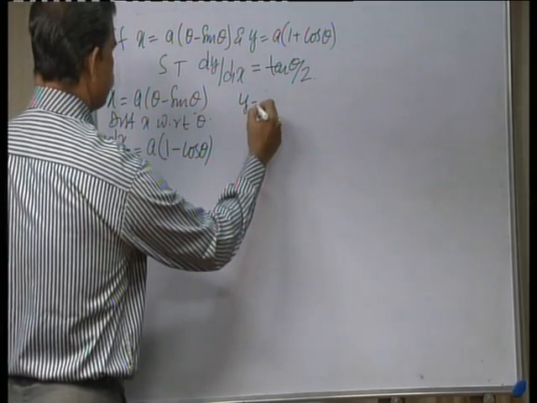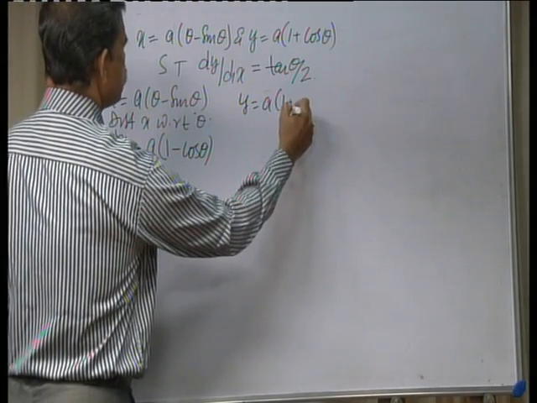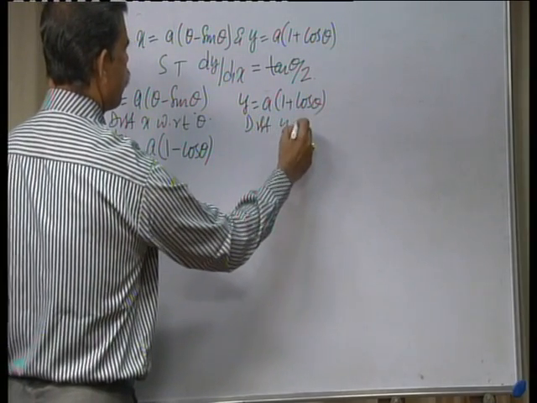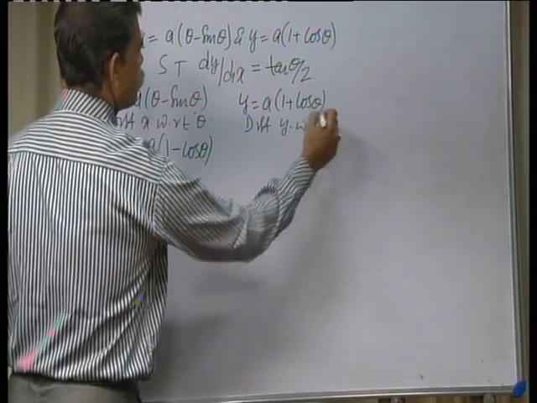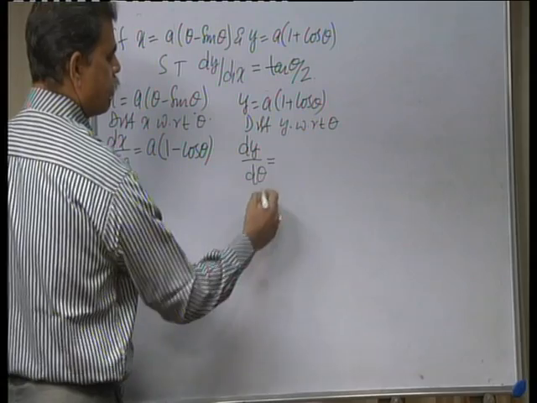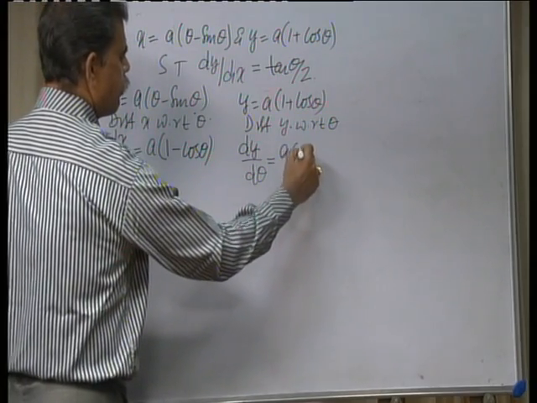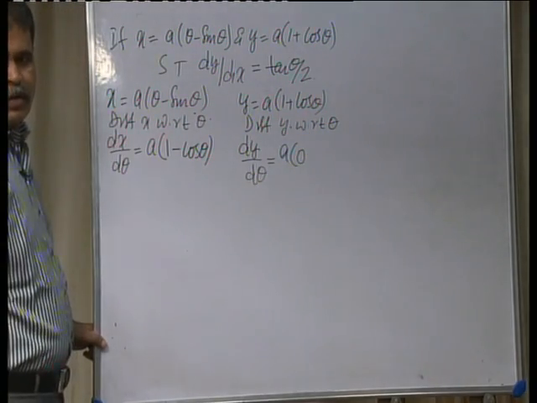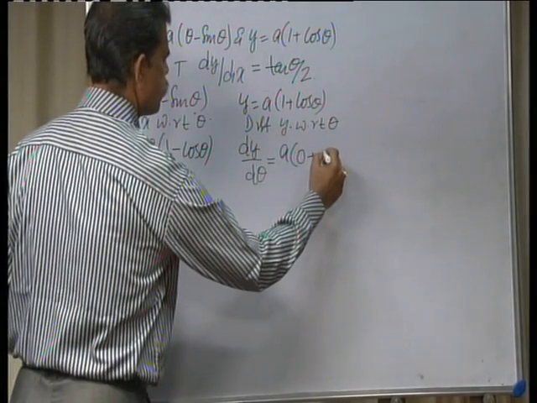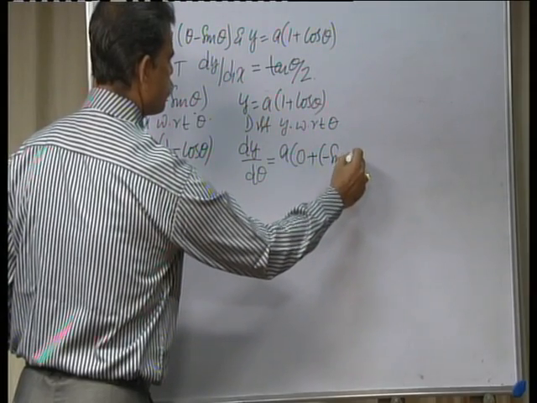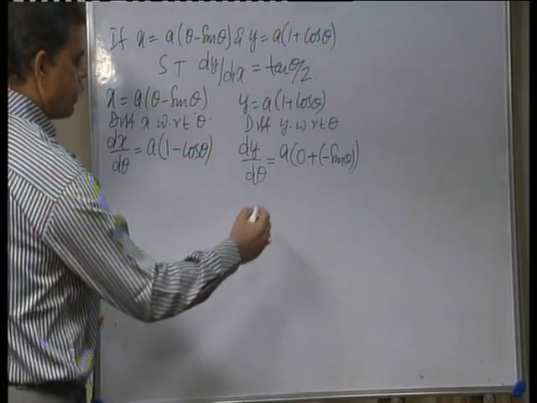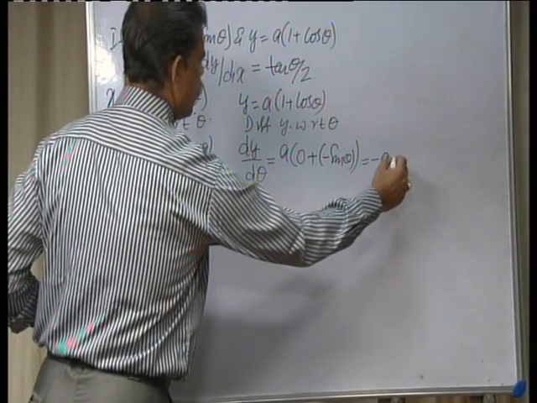Next, y is equal to a into 1 plus cos theta. Differentiate y with respect to theta. Therefore, we get dy by d theta equal to a into 1, differentiation of 1 is 0, plus differentiation of cos theta, which is minus sin theta. It is equal to minus a sin theta.